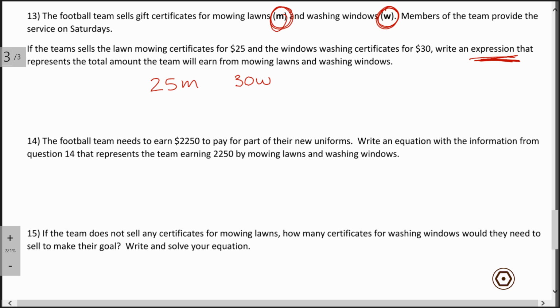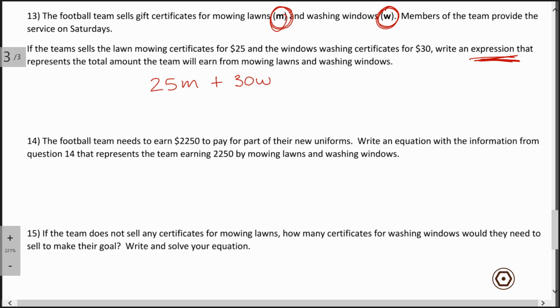Now this says write an expression that's the total amount that they earned from both activities. So that's just a matter of writing the plus there, right? That's a beautiful expression. And you can see this expression is, hey, this is the lawn mowing money, and this is the window washing money, where M is the number of lawn mowing certificates I've sold, and W is the number of window washing gift certificates that I've sold.